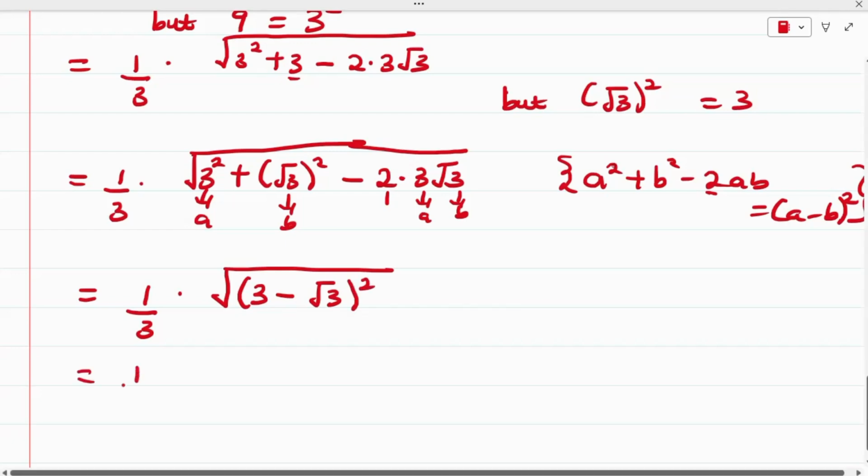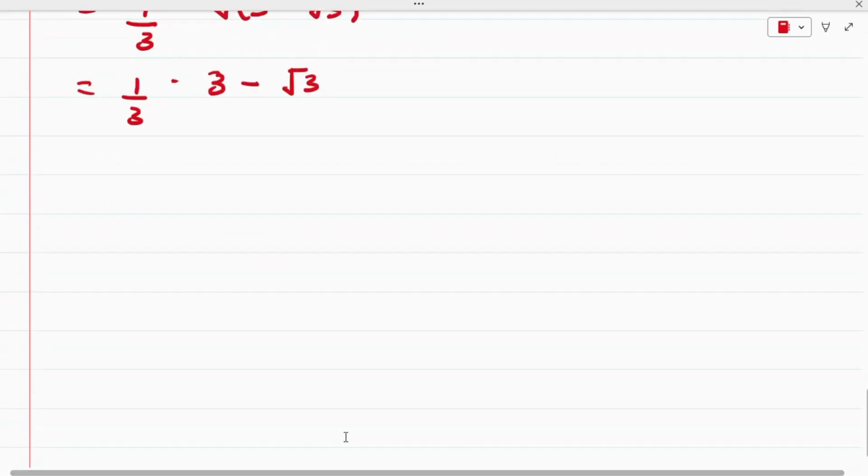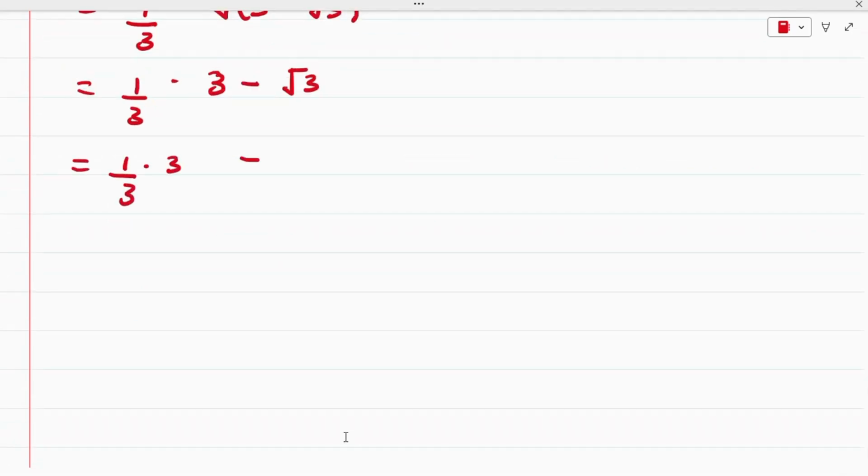So this is equal to 1 over 3. This is going to cancel out this. We have this to multiply 3 minus root 3. Okay? So from here, this is equal to 1 over 3 multiply 3 minus 1 over 3 multiply the root of 3. So this is going to cancel out this. So we have 1 minus, so from here 1 multiply with 3, we have root 3 over 3.